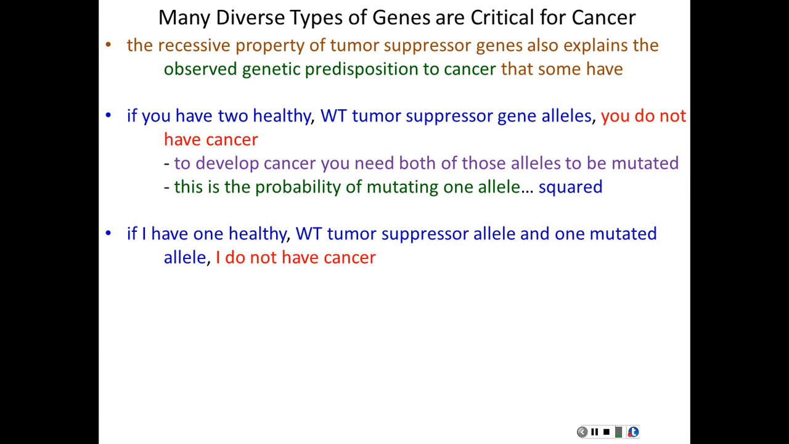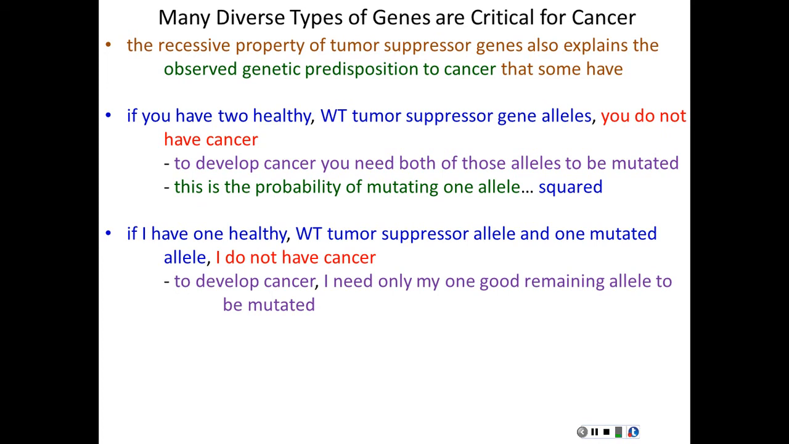Now imagine that you are heterozygotic. You have 1 healthy, functional tumor suppressor allele, and 1 of your alleles is mutated. You still don't have cancer, because it's a tumor suppressor gene. You need just 1 allele to be cancer-free. But to develop cancer, now you only need a mutation in your 1 good remaining allele. If you get a mutation in that 1 allele, and that 1 allele only, cancer will develop because the other allele was already mutated.